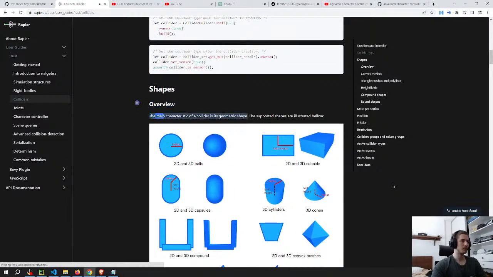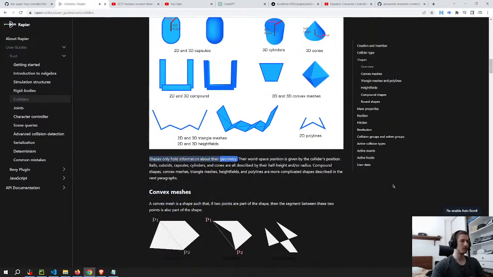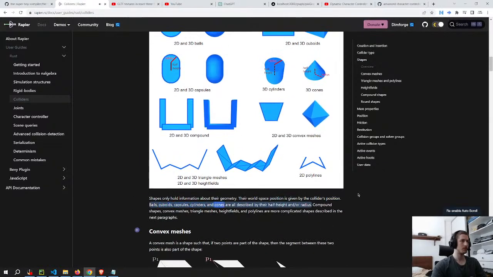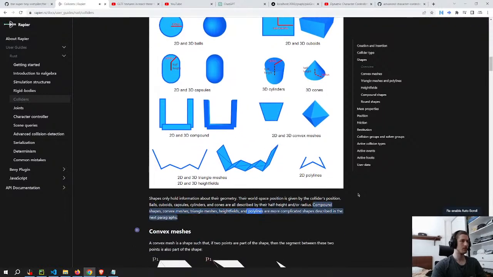Shapes overview. The main characteristic of a collider is its geometric shape. The supported shapes are illustrated below. Shapes only hold information about their geometry. Their world-space position is given by the collider's position. Balls, cuboids, capsules, cylinders, and cones are all described by their half-extents or radius. Compound shapes, convex meshes, triangle meshes, heightfields, and polylines are more complicated shapes described in the next paragraphs.